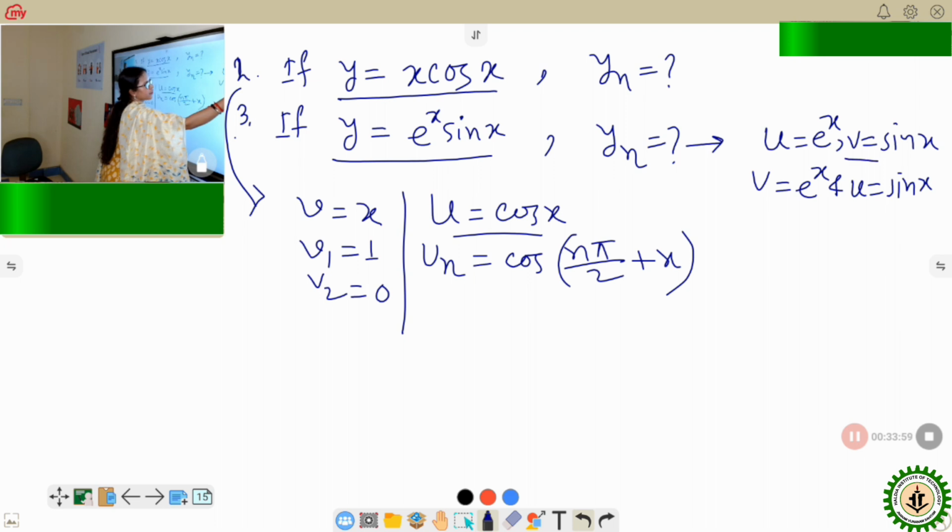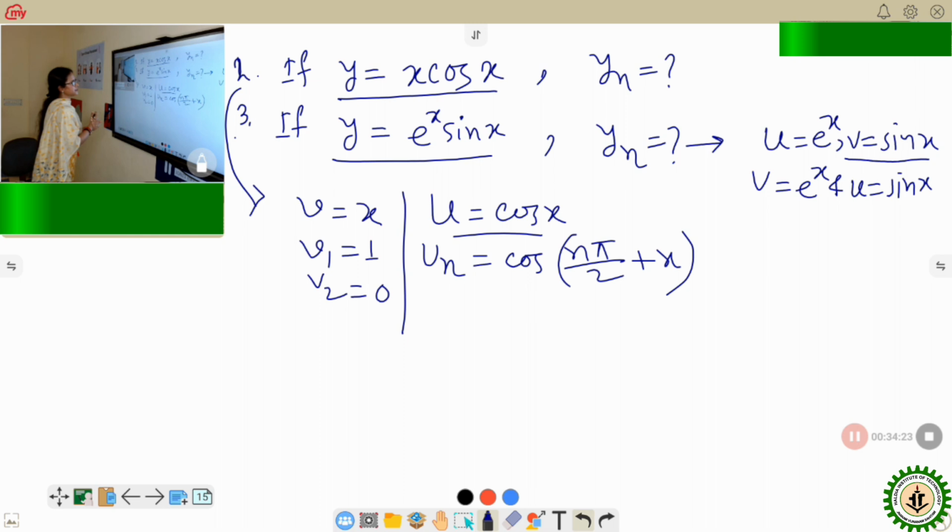So if I take v as sin x, it does not vanish, and if I take v as e to the power x, again after nth order derivative, it will be present. That means after some differentiation of v, it will not vanish. So here there is no advantage of taking v in a special manner. Here we are free to choose v and u as our own.